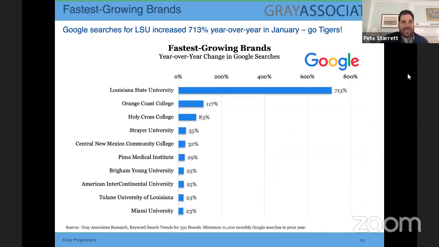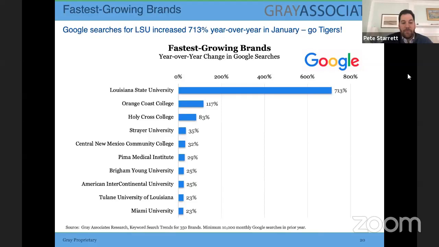But again, for the second consecutive month, as we look at the fastest growing brands, in December we saw LSU for making the national championship, and now we see them with massive growth for winning the national championship. So it clearly pays to have a really good football team when it comes to getting people to search for your brand. And then we certainly have some other schools here. Showing up on the list, we've got Orange Coast College, up 117%. Holy Cross, very close to where I am actually in Worcester, up 83%. And then several others up over 20 and 30% on the list here.